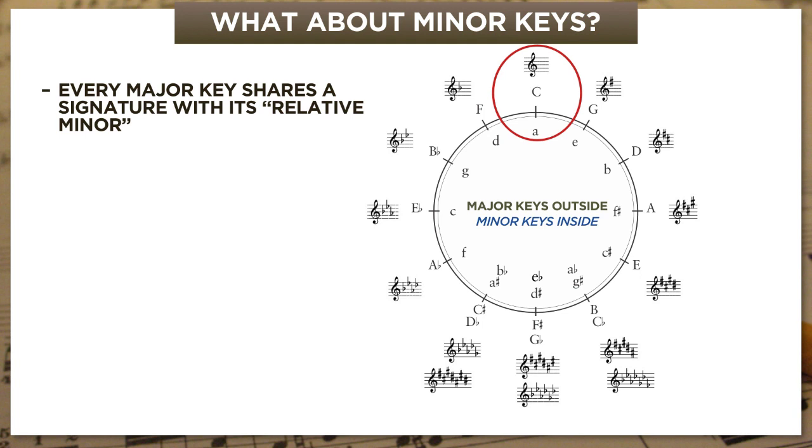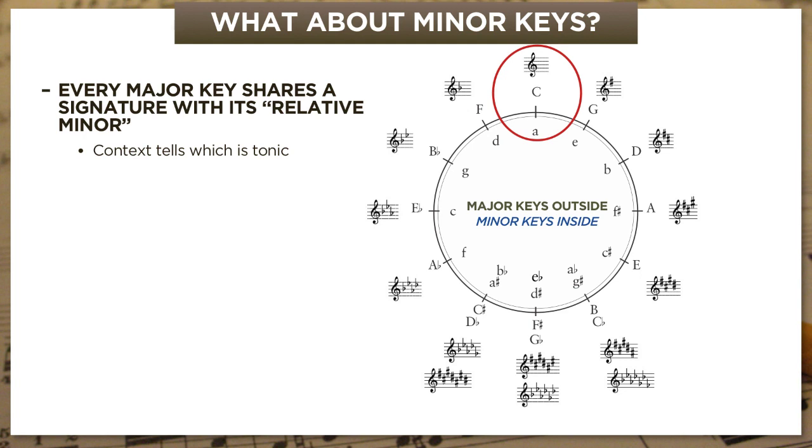And let's look at C and its relative minor A. If I just give you a blank key signature, no sharps, no flats, it could be C major, but it could also be A minor. Only context will tell you which one it is. And notice the relationship here between C and A. A is 3 semitones below C. So here's C, C major, there's A minor.